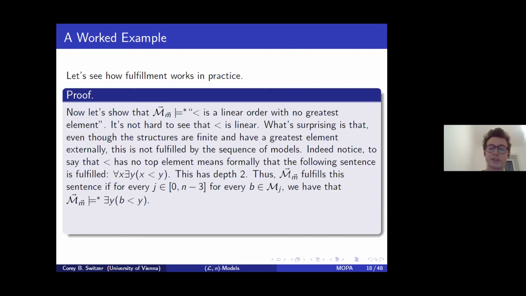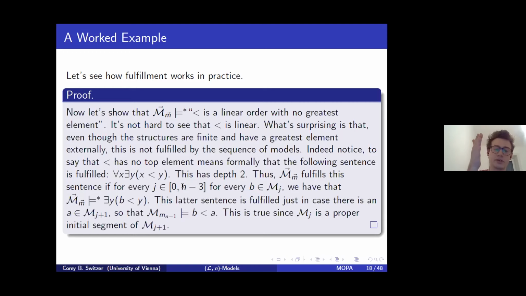So notice that we have n-2 minus 1 is n-3. So this square increasing model fulfills that sentence just in case for each j between 0 and n-3, in every b and m_j, let's just say m sub mj, we think that there is a y so that b is less than y. But now the point is that I picked my b from at most the n-3rd model.